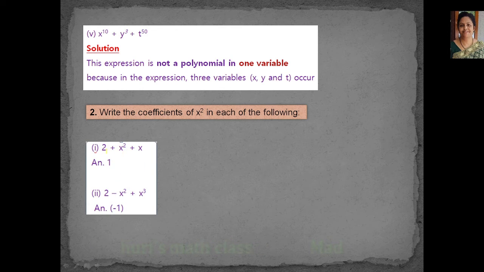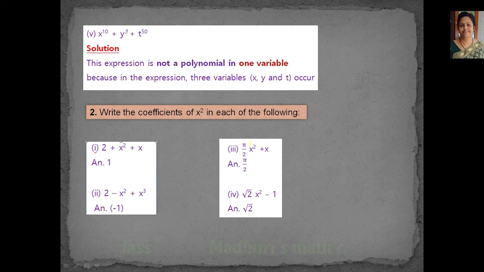Here 2 plus x squared plus x. This is x squared. What is the numerical part, the coefficient, of x squared? It is 1. And here 2 minus x squared plus x cubed. Here the numerical part of x squared is negative 1. So negative 1 is the coefficient of x squared.